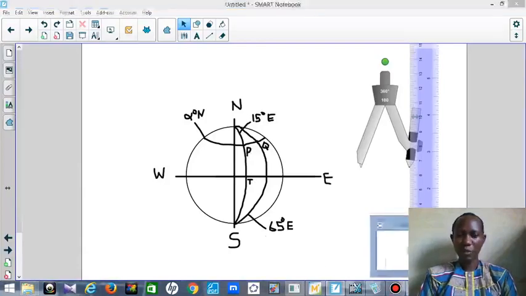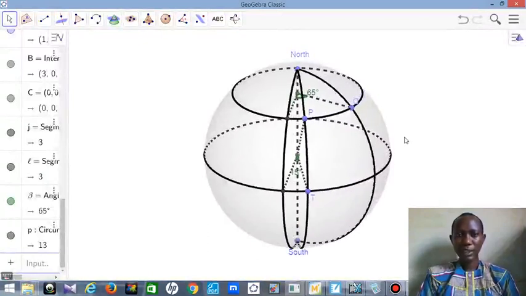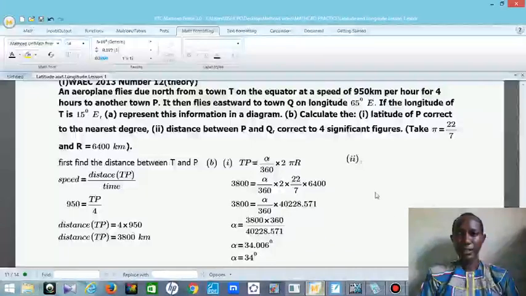In case you want to view it well in 3 dimensions, you can see it here. The angle from 0 to Q is 65. The angle from 0 to P is 15, which is the same thing as this angle. They are standing on the same line of longitude. So all you need to do is use 65 minus 15 to give you the remaining angle. So that is what we need first.